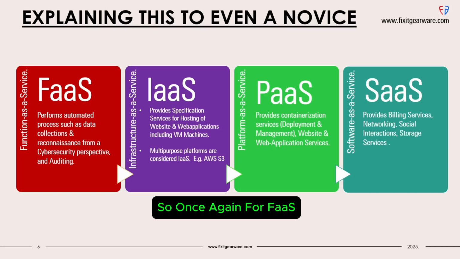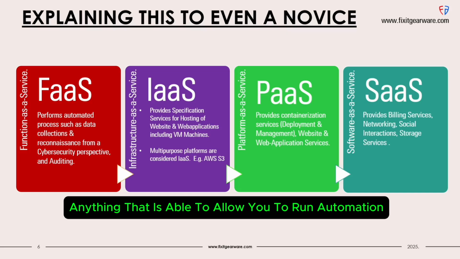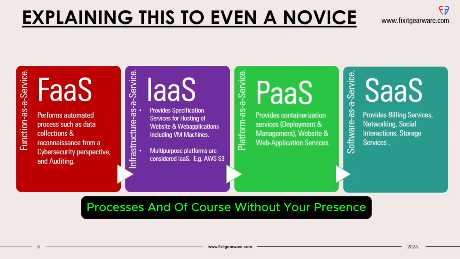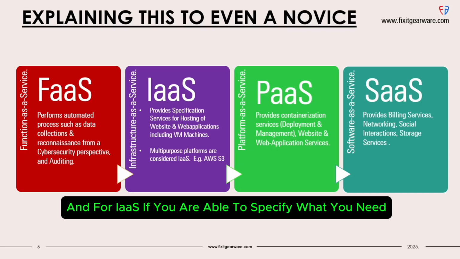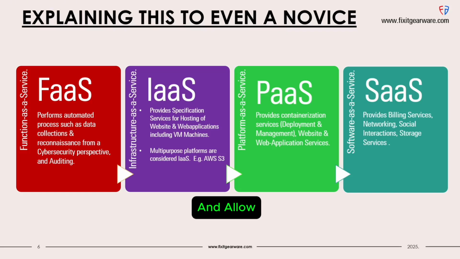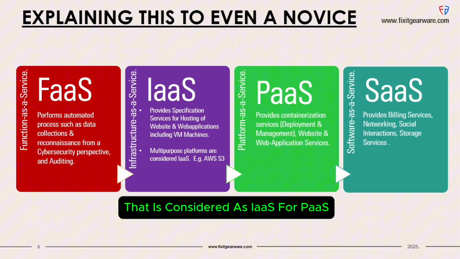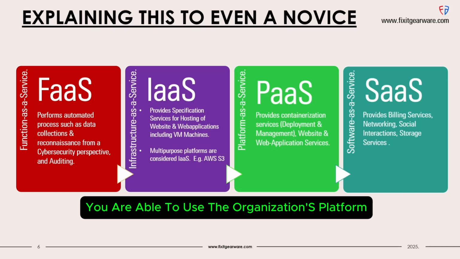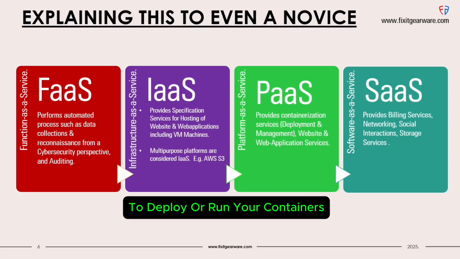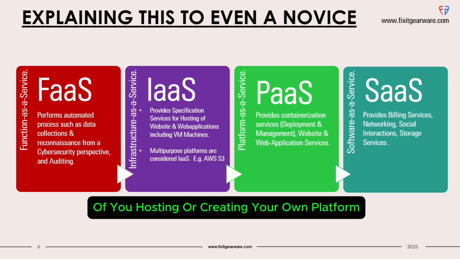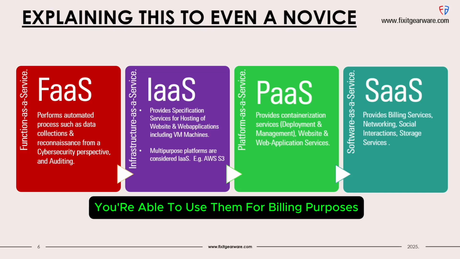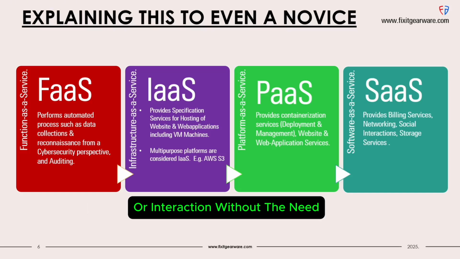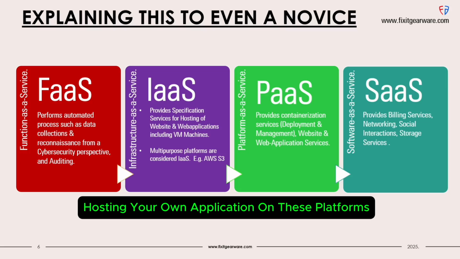So once again, for FaaS, anything that allows you to run automation processes, and of course, without your presence, using an organization's infrastructure is known as FaaS. And for IaaS, if you're able to specify what you need and allow the organization to set up the infrastructure for you, that is considered IaaS. For PaaS, you're able to use the organization's platform to deploy or run your containers without the need of hosting or creating your own platform to run these applications. While for software as a service, you're able to use them for billing purposes or interaction without the need or the possibility of hosting your own application on these platforms that provide SaaS.